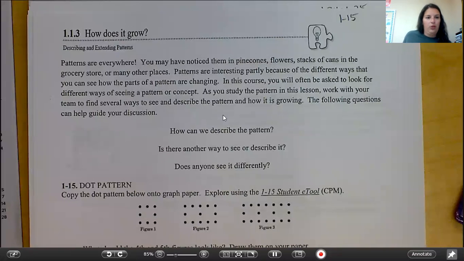Okay, hi everyone. I'm here with your 113 lesson. How does it grow? Describing and extending patterns.